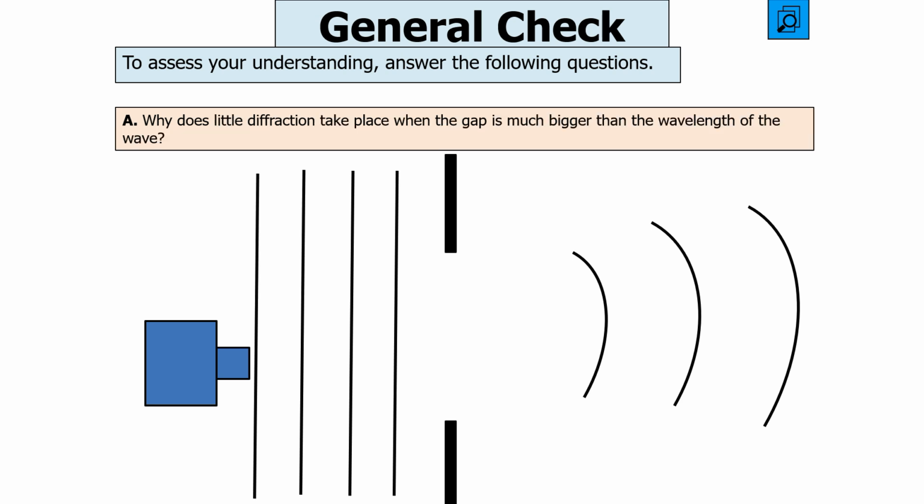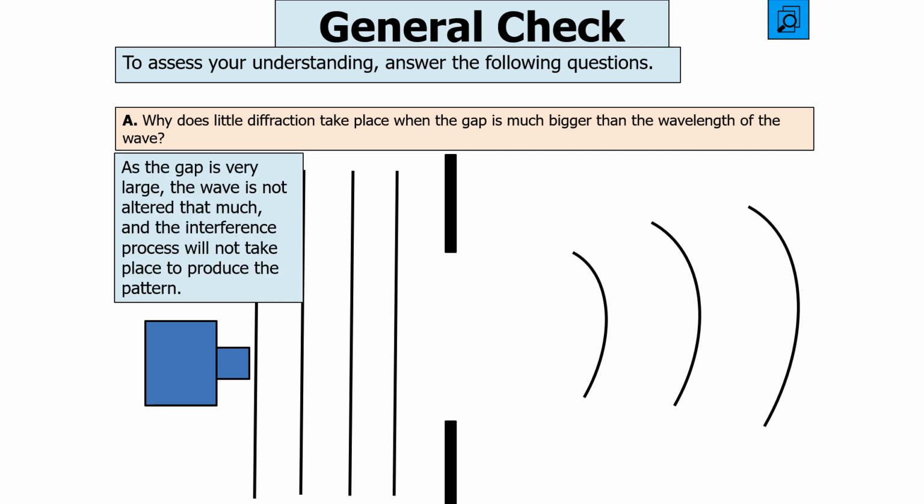The next question says, why does little diffraction take place when the gap is much bigger than the wavelength of a wave? So pause the video now, then unpause the video when you want to go through your answer. Now, as the gap is large, the wave is not altered very much by passing through the gap, and therefore the interference process will not take place to produce the pattern needed.